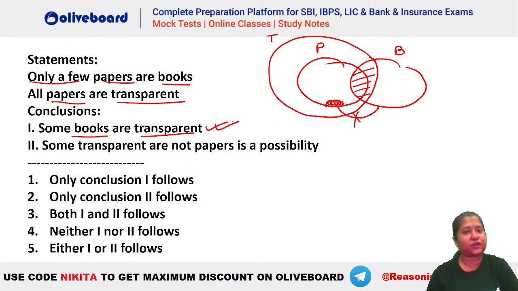So one is definitely true. Some transparent are not paper is a possibility. Now, what is the meaning of this? We have to see whether there is a possibility that some transparent are not paper. You can see yes, this particular part of transparent is not a part of paper, and it is a possibility only, because there is a possibility that this transparent and this p may overlap with each other.